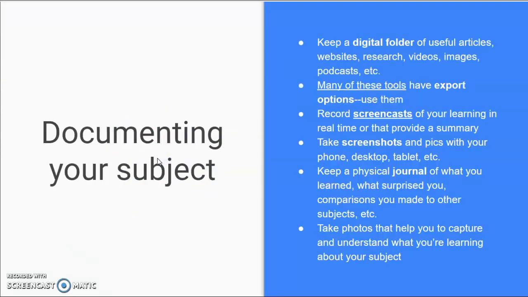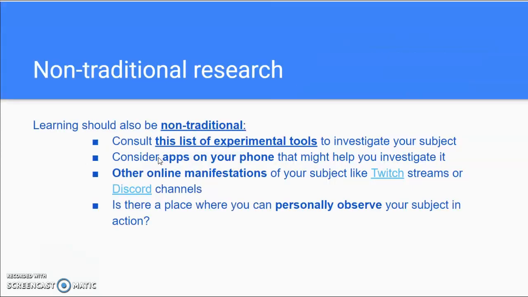Are there apps on your, oops, I keep clicking. Consider apps on your phone that might help you to investigate it. So I think that's an interesting way. Just get out your phone, look at your apps and see what you have on there. How might it help you investigate your subject? And I'm thinking about, of course, social media, search terms, okay, but maybe there's more. Maybe there's other apps that you can be more clever with. Okay, other online manifestations of your subject.